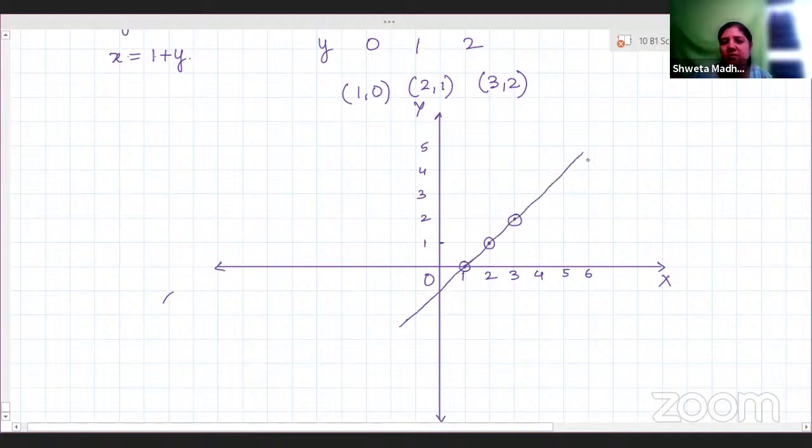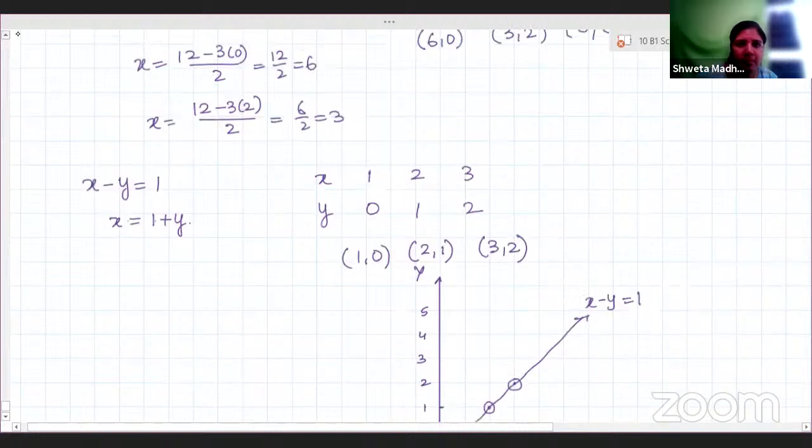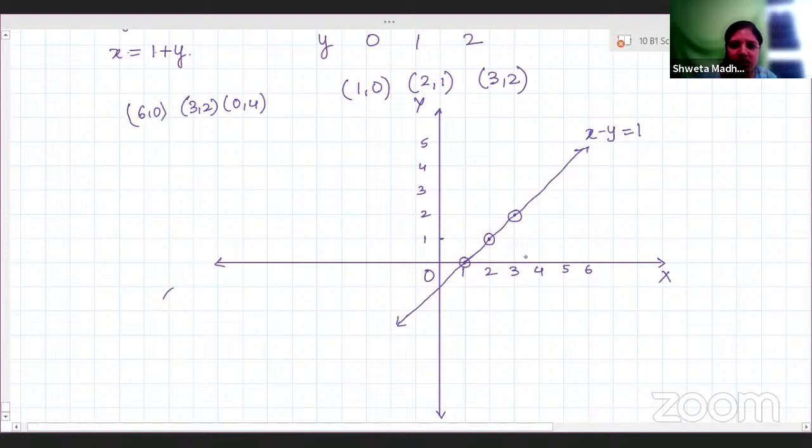Like this you will get the first line. This is x minus y is equal to 1. And the earlier coordinates are 6, 0, 3, 2 and 0, 4. So 6, 0 is here, 3, 2 is here, and 0, 4 is this one.